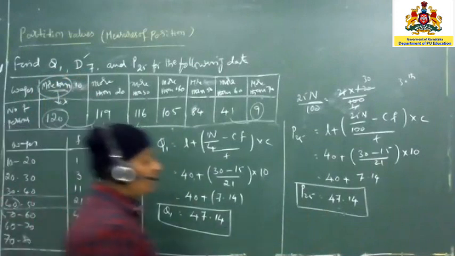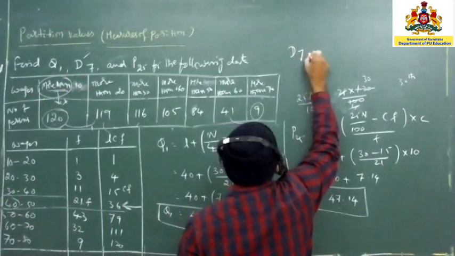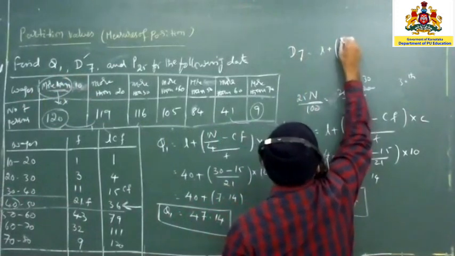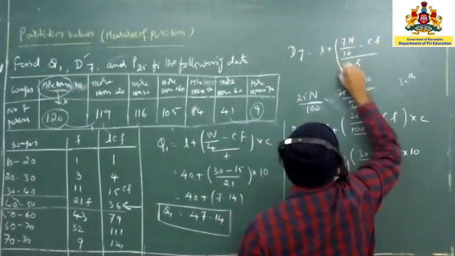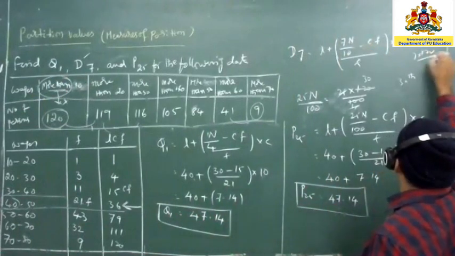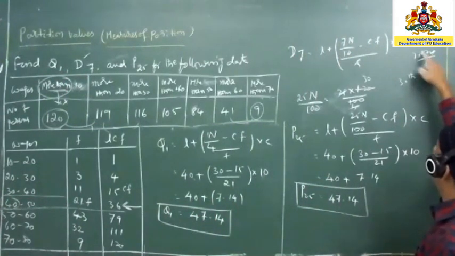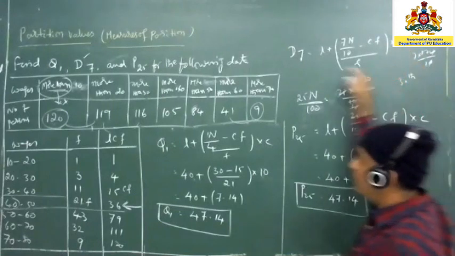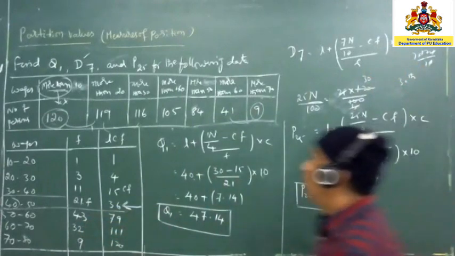So you know how to calculate D7 itself. Simply you can write it as, I'll show you here. D7 in the sense, you can write it as L plus (7n divided by 10 minus CF) divided by F into C. First you have to calculate 7 into n divided by 10, that is 7 into 120 divided by 10. You can cancel the 0, so 84. Then 84 into 10 is 840. You check the respective frequencies, divide and add it, and you are going to get the D7 value. Okay.